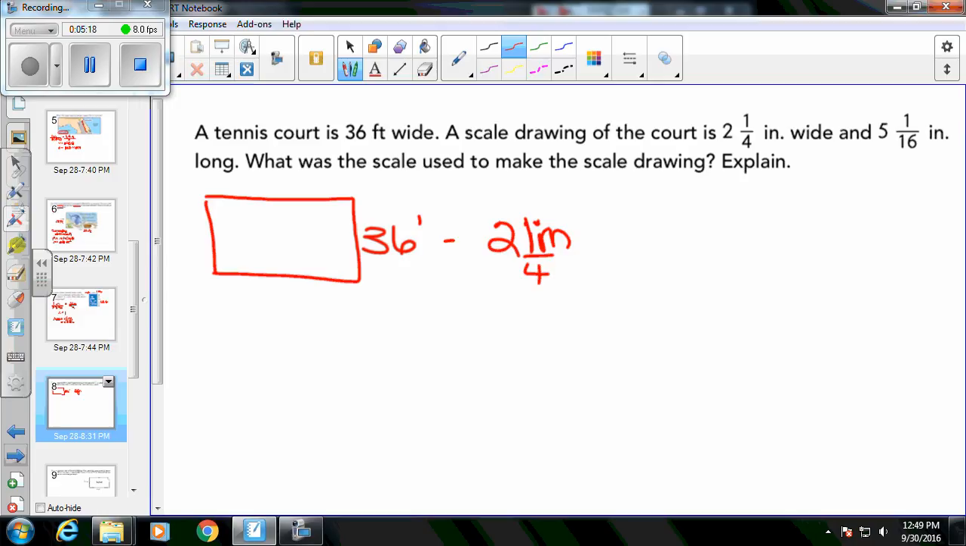2¼ inches. Okay. And the length is 5 1/16 inch. So what we need to do is find the scale that was used to make the scale drawing. This right here is irrelevant to us right now. We need to convert this here. We've typically been going inches to feet for all of these, so let's do that.